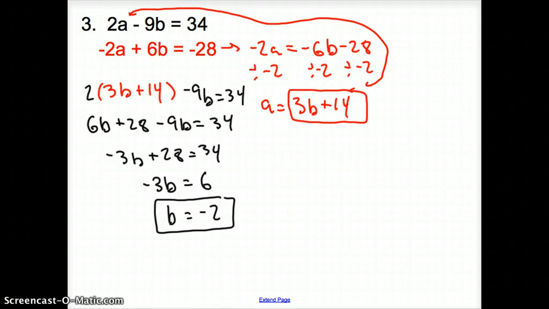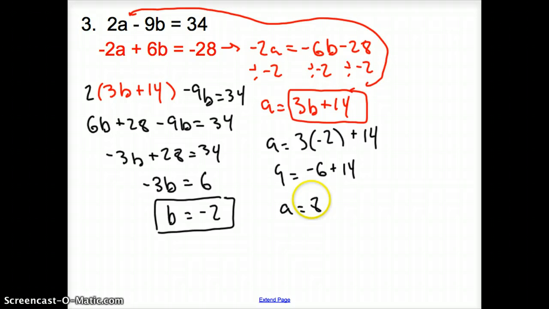So there is part of our answer. Now we have to plug this negative 2 in for any guy that we pick. We can plug it in here, here, or there, and I'm actually going to plug this negative 2 in for this b. So we rewrite it as a equals 3 times negative 2 plus 14. Again, simplifying, a equals a negative 6 plus 14, and so a equals finally a positive 8. So our coordinate point would go something like 8 and negative 2 in parentheses.